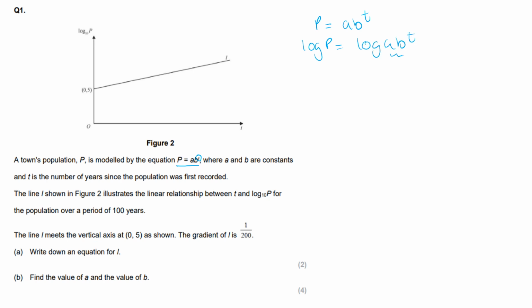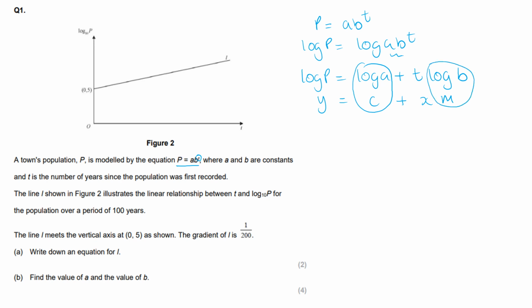And because these two are multiplied, they can separate with a plus. So it's log a plus, and then the log law, the t can come down, t log b. So this is now of the form y equals mx, because remember t is the variable, plus c. So the log a is the same as the y-axis intercept, and the log b is the same as the gradient.